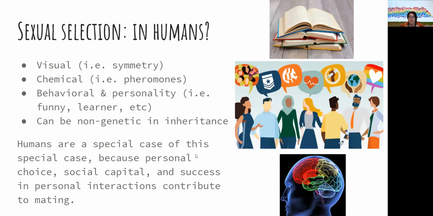There are other examples of sexual selection in humans. So, other than the visual, we also have the chemical. So, we do actually have pheromones and things that you won't actually know that you're perceiving that you do perceive.